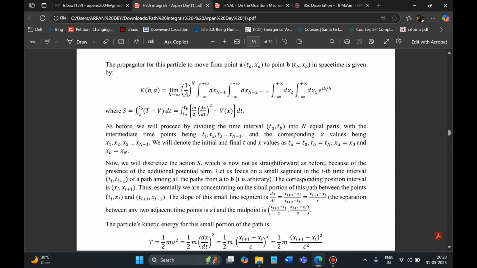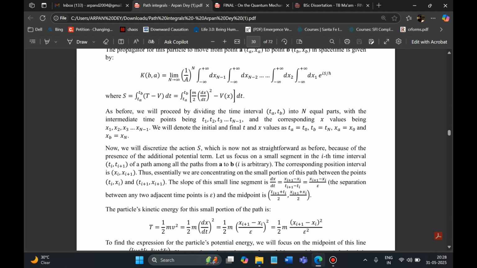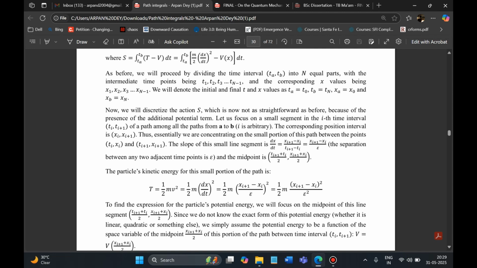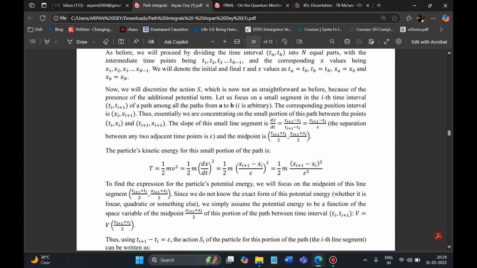So corresponding to the ith time interval, from ti to ti plus 1, of a path among all the paths from A to B, i is arbitrary, any intermediate time interval. For that particular line segment, I already showed you the picture. The corresponding position interval will be xi to xi plus 1, and essentially we are concentrating on one small portion of the path between the points ti, xi and ti plus 1, xi plus 1.